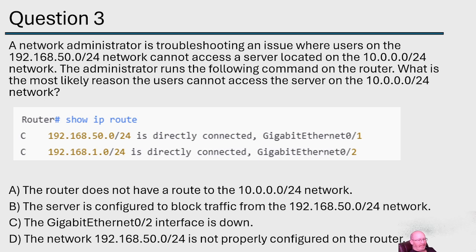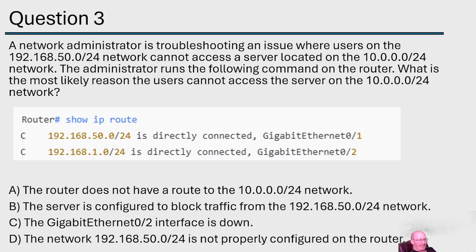C, the gigabit Ethernet 0.2 interface is down. No, it's not. It's up. We see it right there, directly connected. If it wasn't directly connected, we would see a problem with it. And so we don't see that. So C, obviously wrong. B, the server is configured to block traffic from 192.168.50.0/24 network. Is that a possible answer? I'm going to say no. We're not seeing that in our router.